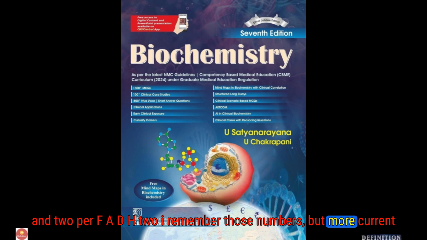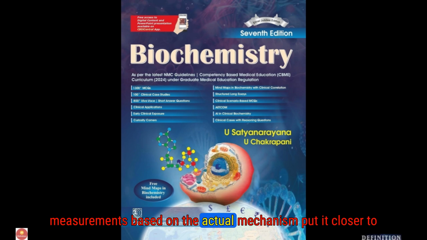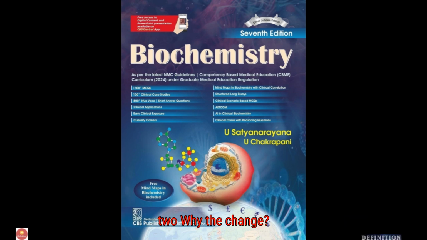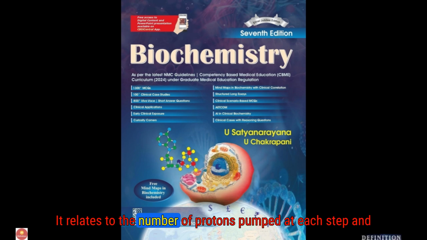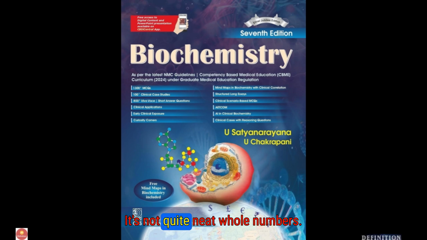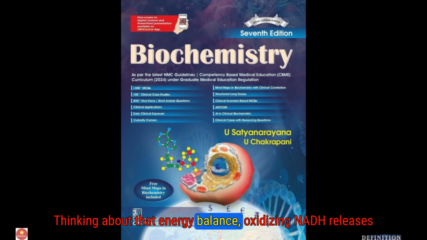But more current measurements, based on the actual mechanism, put it closer to 2.5 ATP for NADH and 1.5 for FADH2. Huh. Why the change? It relates to the number of protons pumped at each step and how many protons it actually takes to drive the ATP synthase. It's not quite neat whole numbers.